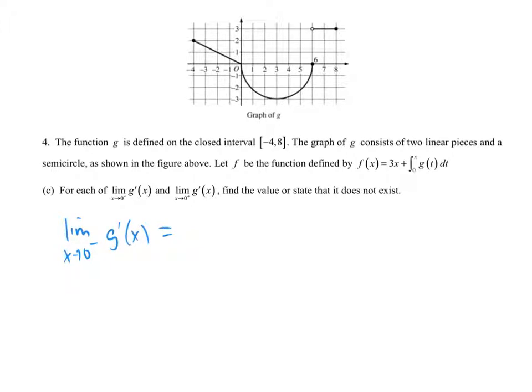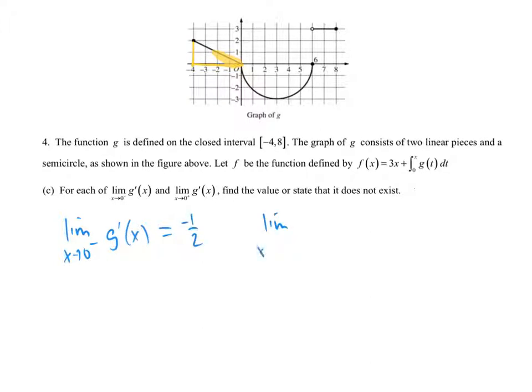And so if I look at this using my highlighter here, then basically what I'm going to be finding is the slope of this line segment, since that's to the left of 0. And so if I find the slope of that line segment, it looks like I'm going to be going down 2 and over 4. And so the slope there is going to be negative 1/2.